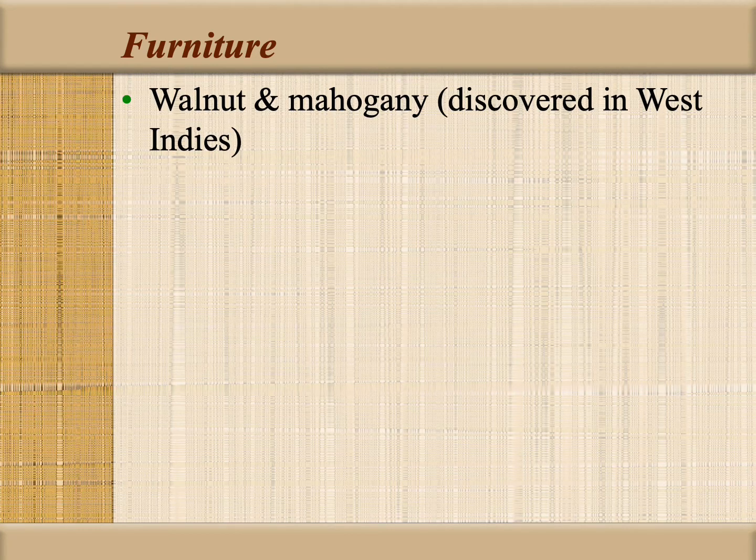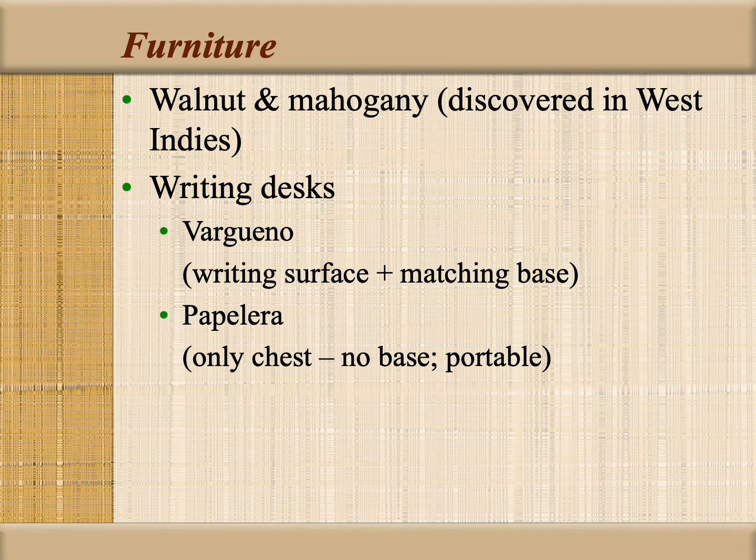So now we're going to start our conversation about furniture. The first thing to note is that they traditionally used walnut and mahogany, which were discovered in the West Indies, and they imported them in. Writing desks were incredibly popular, such as the Vargueno, which was a writing surface that had a matching base, and the Papelera, which is only a chest with no base, which makes it incredibly portable.